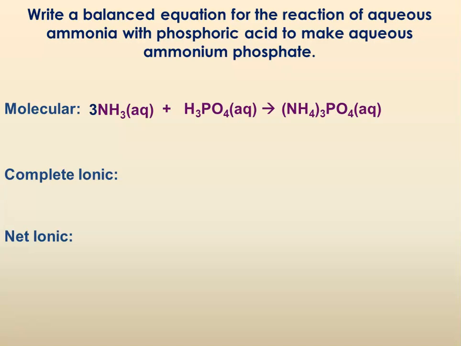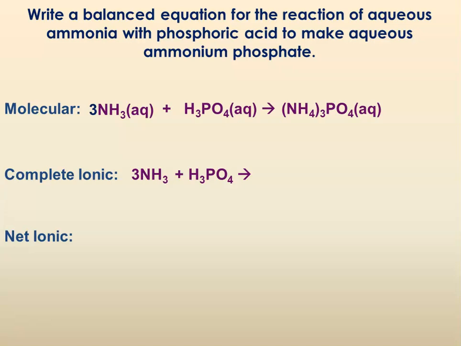When I'm looking at my complete ionic, aqueous is always something I want to look for to determine if it can dissociate. But once I've determined, in this case, everything is aqueous, I need to look at what's making up those particular substances to determine if they are strong electrolytes or weak electrolytes. NH3 is a weak base. That does not dissociate. Phosphoric acid is not one of my 6 strong acids. It too does not dissociate.